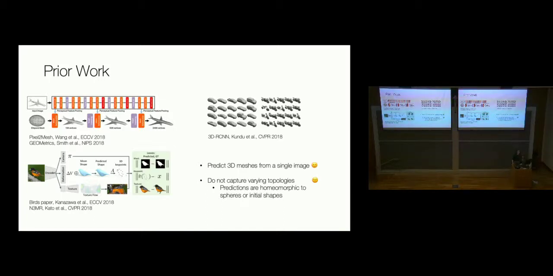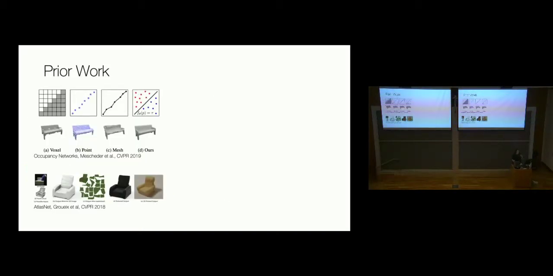And other people rely on a dictionary of shapes, retrieve them, and fit the best possible shape. Again, this will not capture the unique topology of the object that you see in the image. And of course, there's some very exciting work very recently that is trying to tackle this varying topology problem.